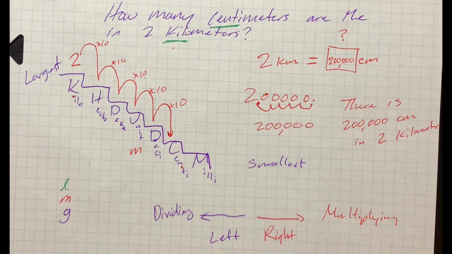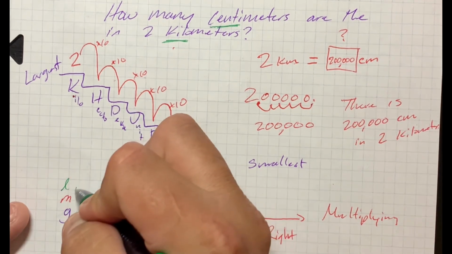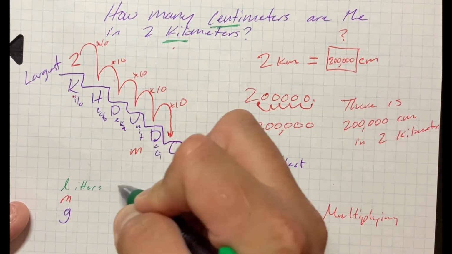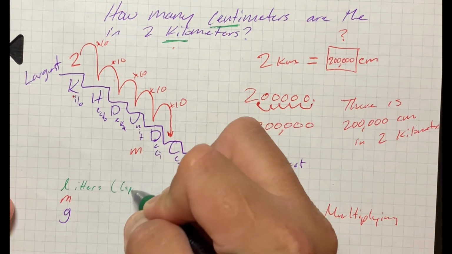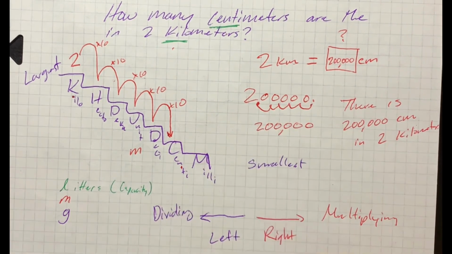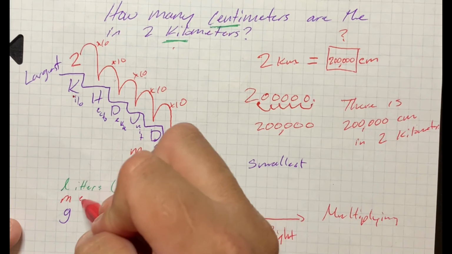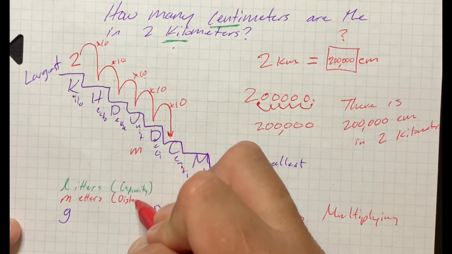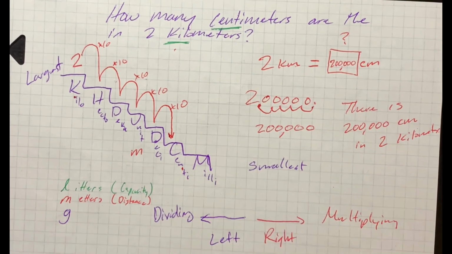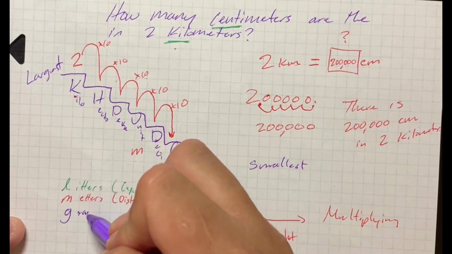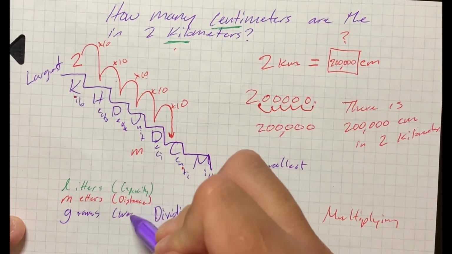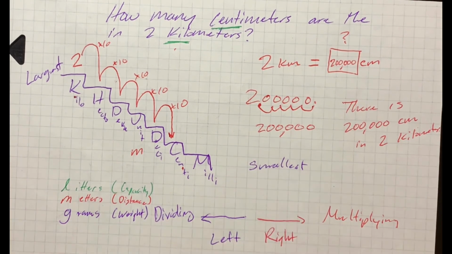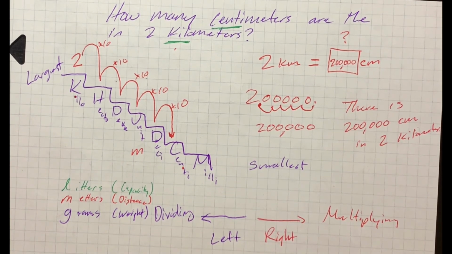Okay. So I'm going to write this out real quick. The L stands for liters, and that's going to be a capacity measurement. The M stands for meters, and that's going to be a distance measure. The G stands for grams, and that is going to be a weight measurement. Okay, so hopefully this helps you. And again, if you need to re-watch this, please do so.